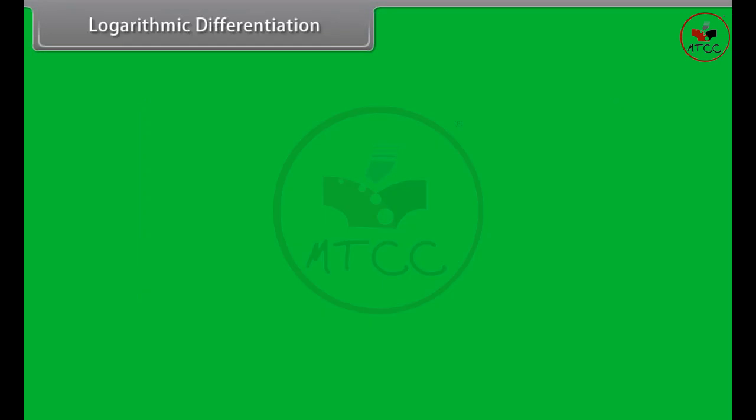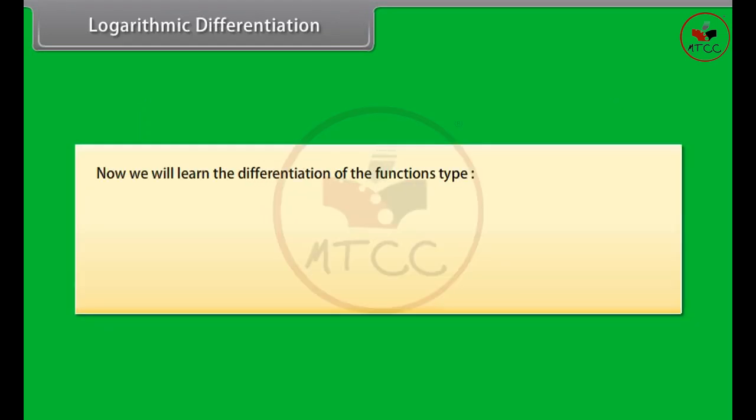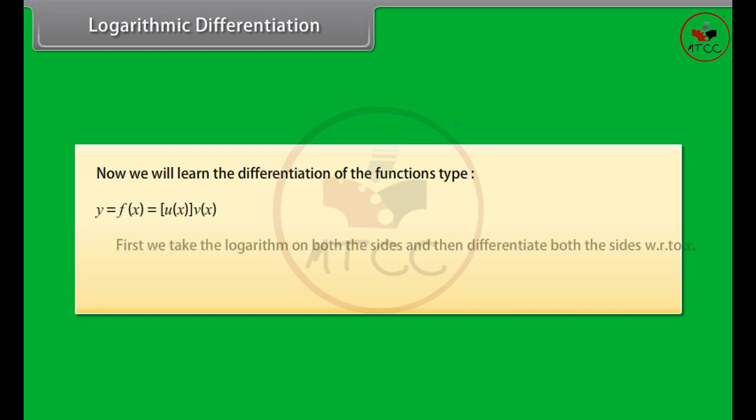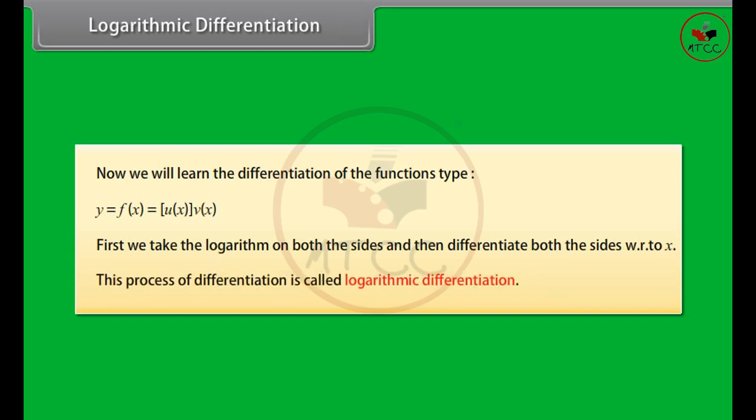Logarithmic differentiation. Now we will learn the differentiation of functions of the type y is equal to f of x is equal to u of x raised to the power v of x. First we take the logarithm on both sides and then differentiate both sides with respect to x. This process of differentiation is called logarithmic differentiation.